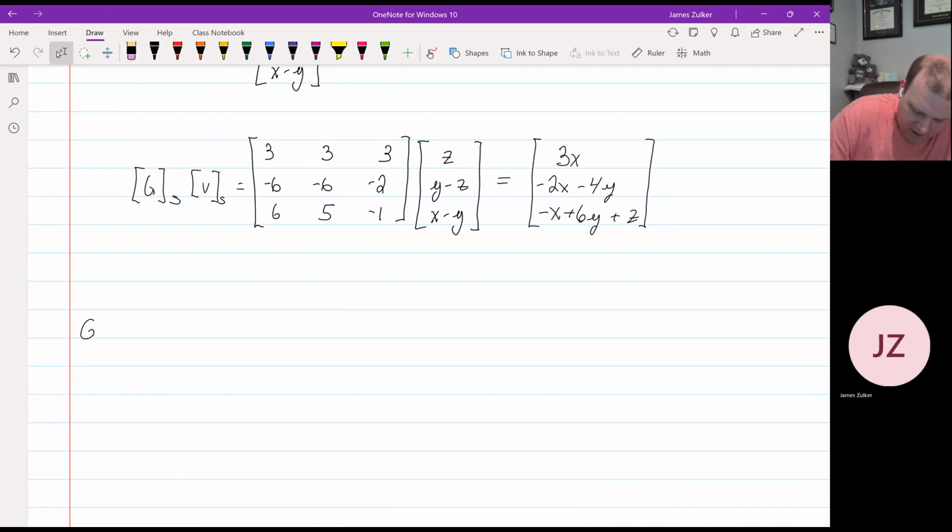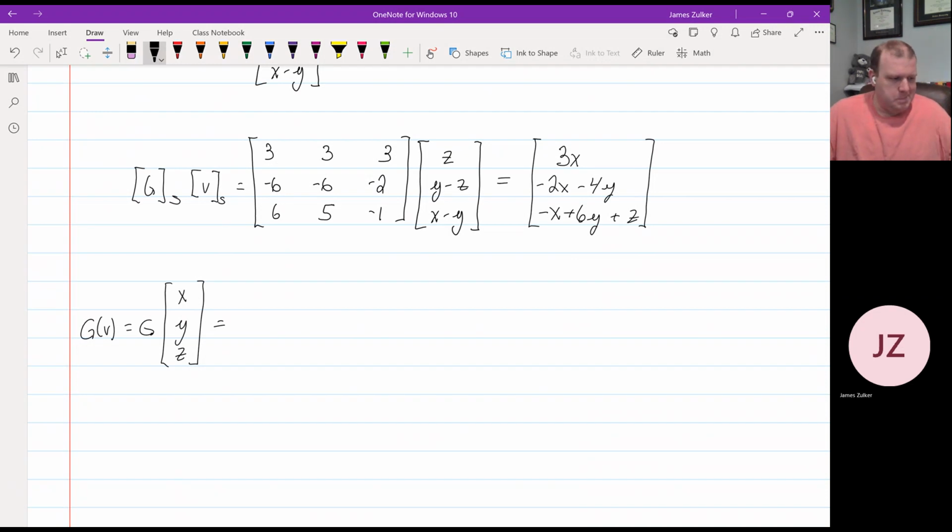Now to find G of V. Well, we already know what that is. That is 2y plus z, x minus 4y, 3x.